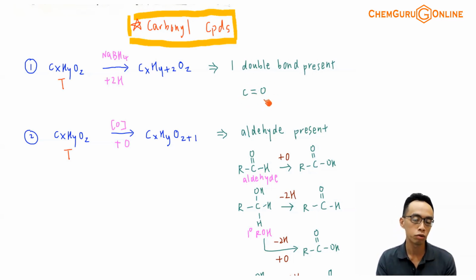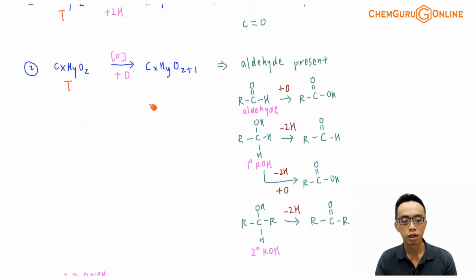Now this C=O group can be an aldehyde functional group, it can be a ketone, because both of these carbonyl compounds, aldehydes and ketones, can be reduced using sodium borohydride. So at least we know that I have a carbonyl functional group present, but result number 1 doesn't really tell me whether this is an aldehyde or a ketone. Next, let us move on to result number 2.